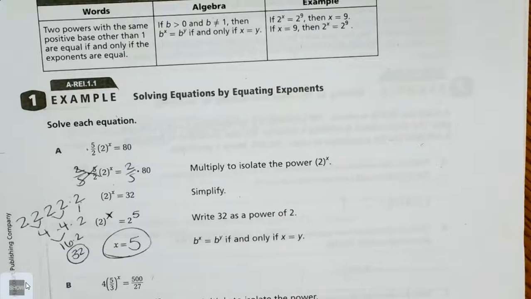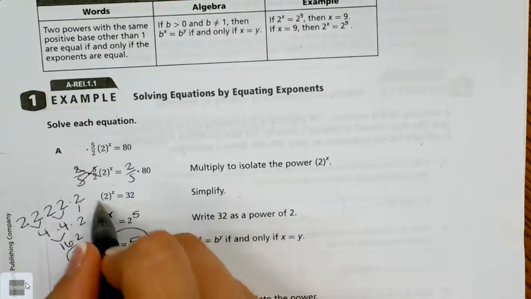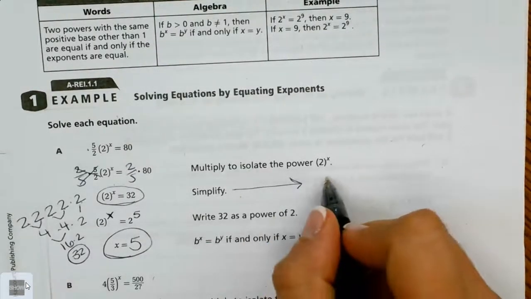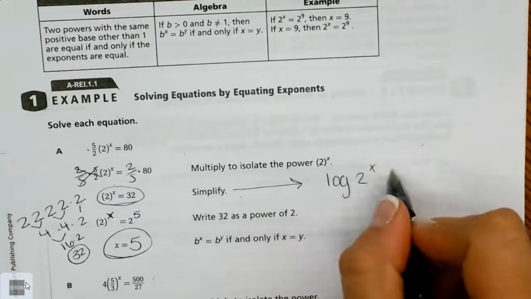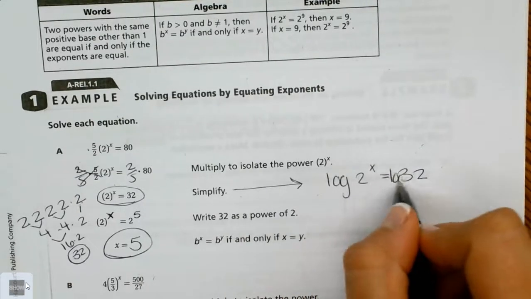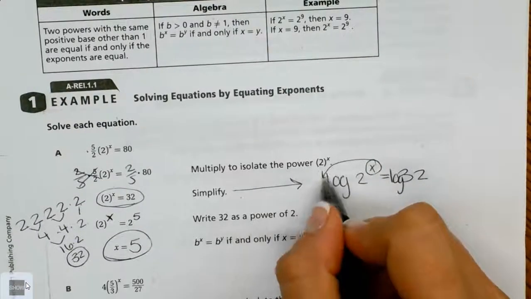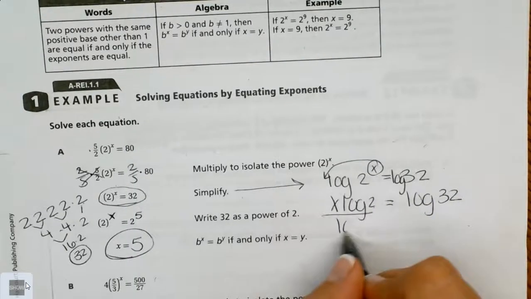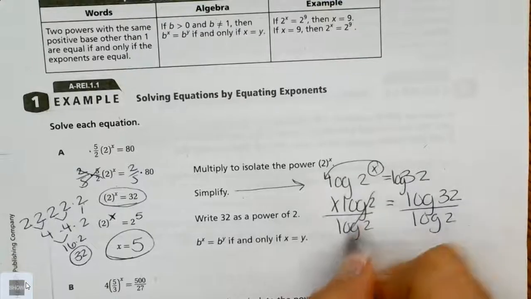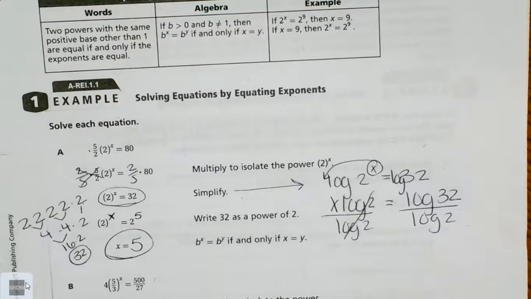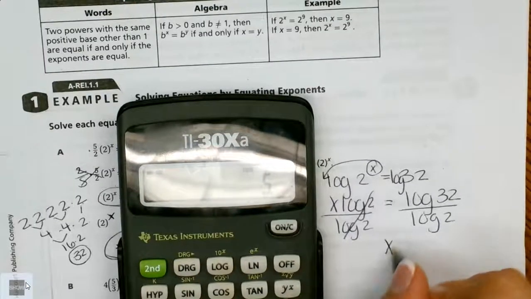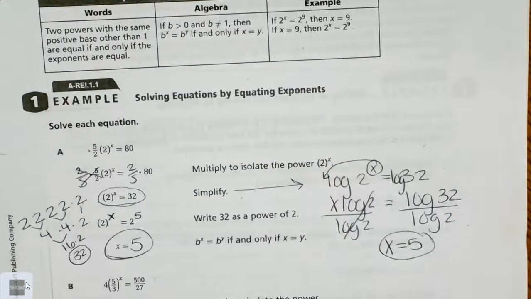What else can I do? At this point here, I could have also done logarithms, right? I could have just added a log to both sides, and then pulled the exponent out front. x log 2 equals log 32. Divide by log 2, and I would have gotten the same answer. So, log 32 divided by log 2 equals, and I got x equals 5. So you can use logarithms, you can use the Algebra 2 stuff, or you could use this.